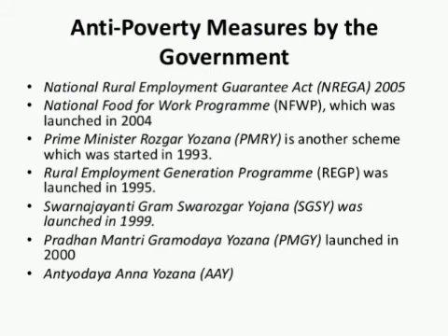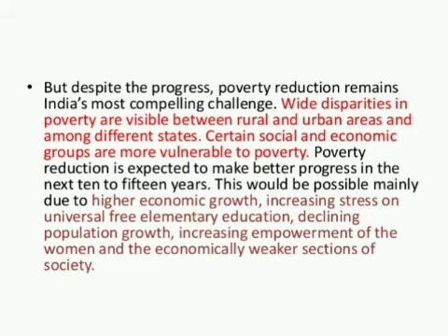But what are the results of such programs? The results of such programs have been mixed. One of the major reasons for less effectiveness is the lack of proper implementation and right targeting. Apart from these schemes, there is a great challenge of poverty as well. Poverty has certainly declined in India, but despite the progress, poverty reduction remains India's most compelling challenge. Why is it so? Because wide disparities in poverty are visible between rural and urban areas and among different states. Certain social and economic groups are more vulnerable to poverty, as we have already studied.